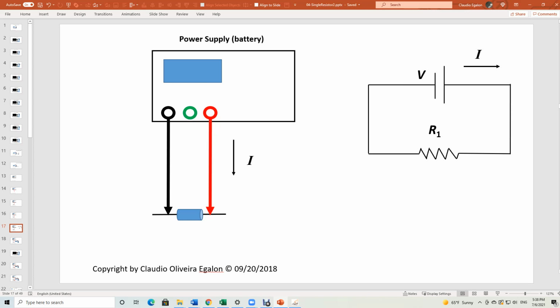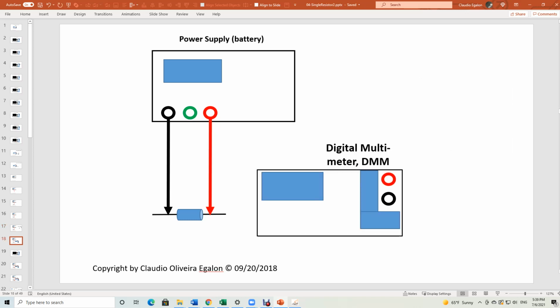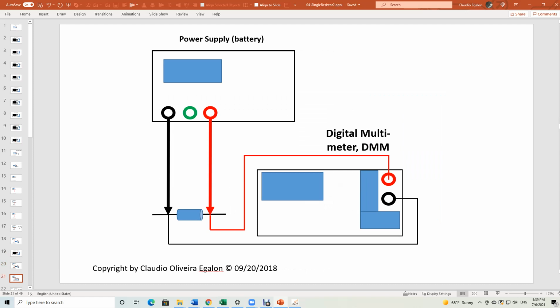So this one is gonna go right in here. And this one is gonna go right in here. So let me show you what I'm doing. Here you go, I'm connecting my multimeter to this circuit. What am I doing? Let me show you exactly how it looks in a circuit diagram. Here you go. Something like that.